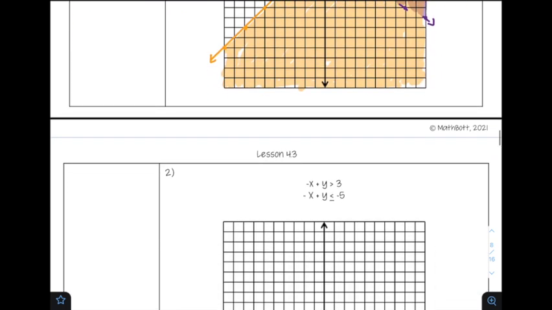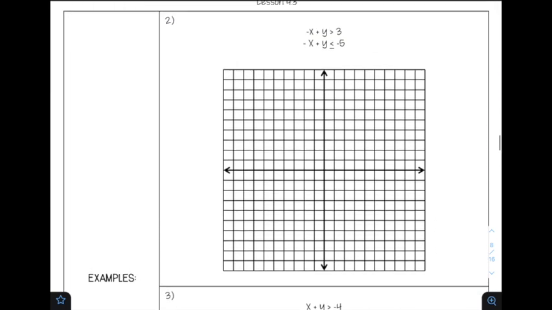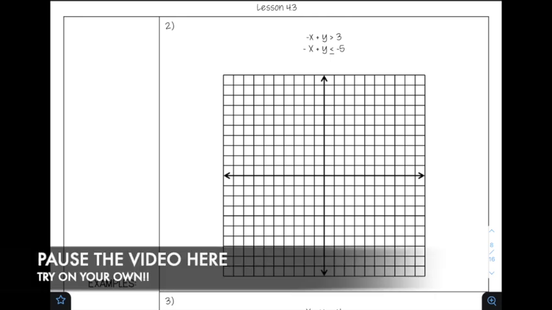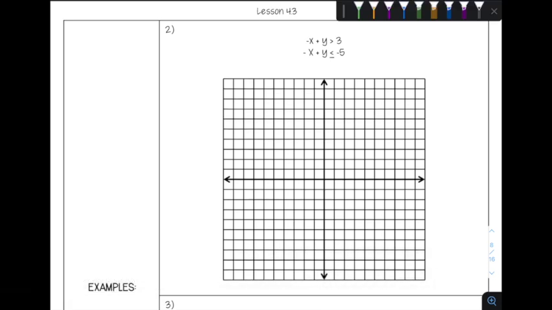So that means we shaded correctly. Let's move on to the second example. Graph this on your own, pause the video and try it. Okay, so the first inequality I am going to convert to y is greater than x plus 3. My second inequality is going to turn into y is less than x minus 5. And I'm going to graph both of these.